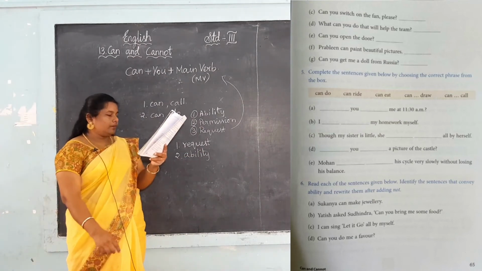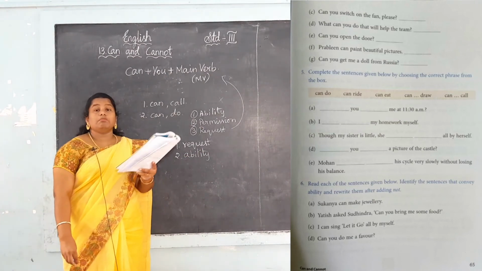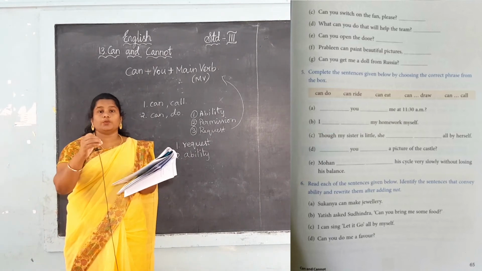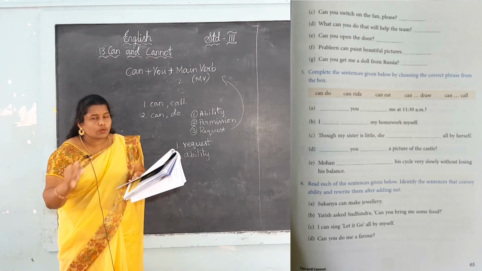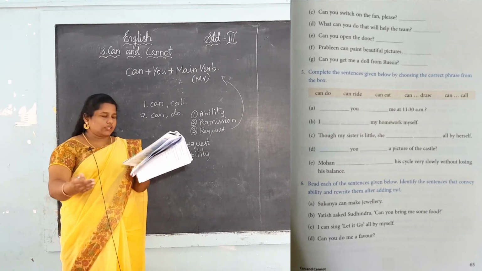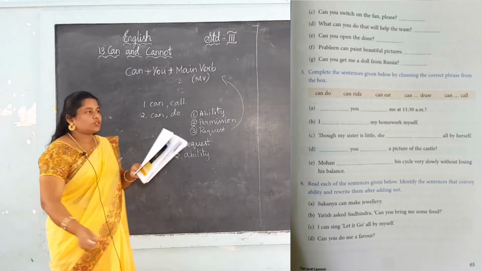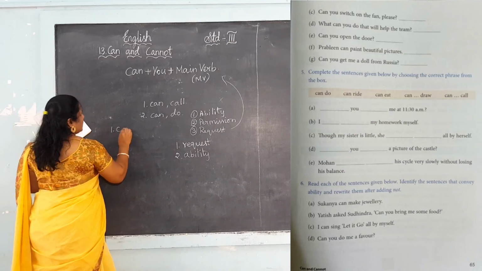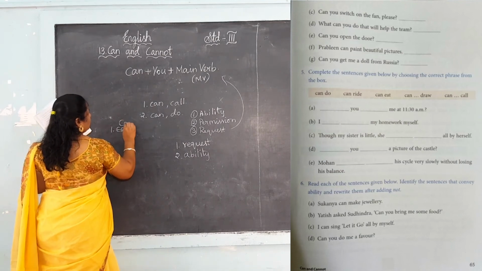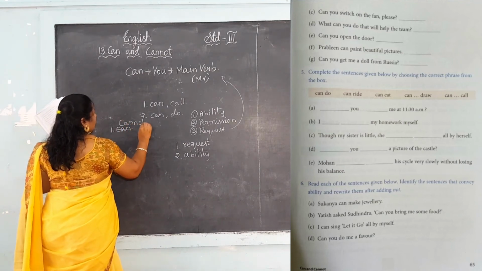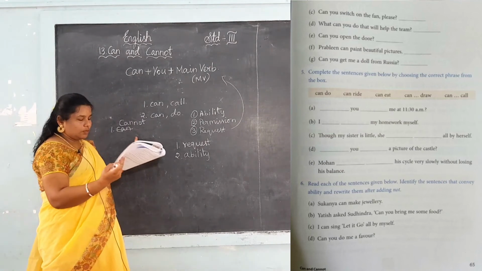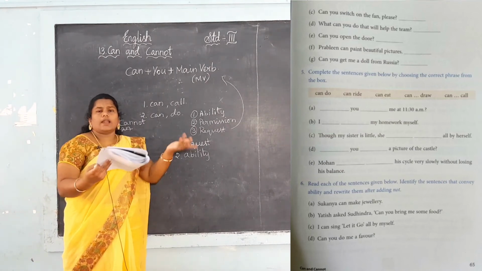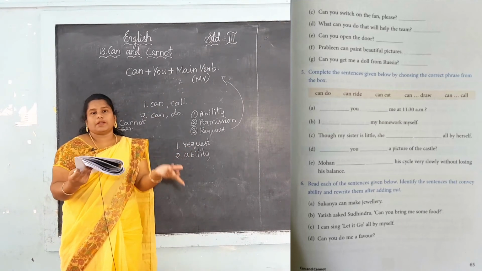See the first one, Suganya can make jewelry. Suganya knows how to make new jewels. So what is the negative sentence? What is the opposite for this? Yes, Suganya cannot. You want to first strike out the can, then write cannot. It was positive, now the second one is negative. So what is the meaning of this line? Suganya cannot make jewelry. She doesn't know how to make jewelry.